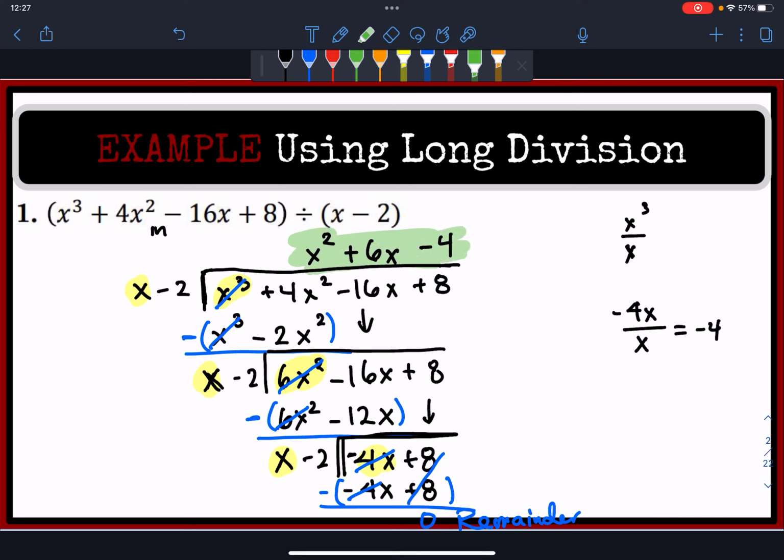This is our answer. Dividing these two quantities gives us, let me erase this, the answer of x squared plus 6x minus 4. And this is how you divide polynomials using long division.